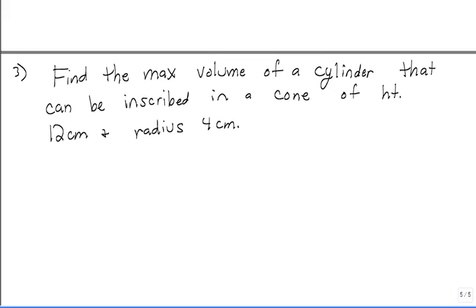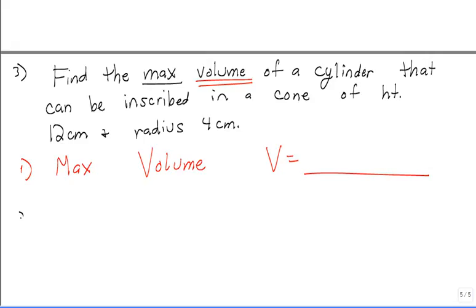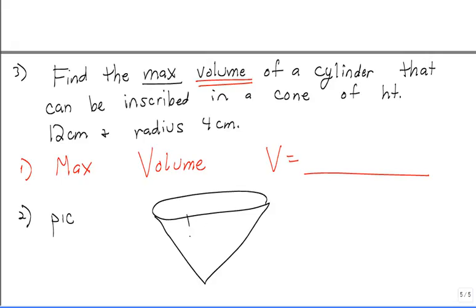Okay, so what I'm doing here is deciding what I'm doing. I want to maximize the volume. So the first thing is I want maximum volume, so I want V equals something. Back to my picture. Here's my cone. I want to inscribe a cylinder and just put a cylinder inside of it.